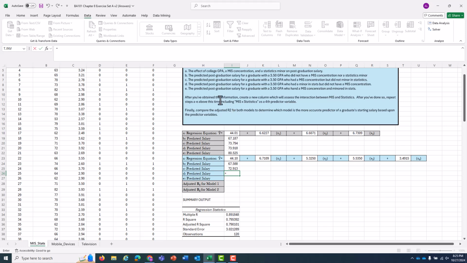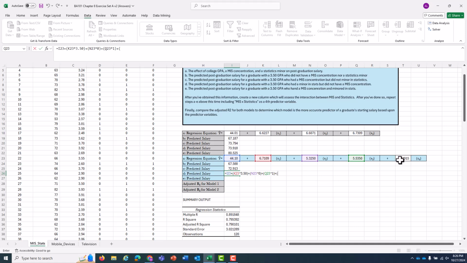How about for the D scenario, if you will, 3.5 GPA, this one with the stats minor, but not the MIS concentration. Well, let's go and fill in our numbers. Take the slope for GPA, multiply it by the GPA you are testing for, 3.5. In this case, the student does not have an MIS concentration, just the stats minor, so we take the slope for the MIS concentration, multiply it by 0. Over here they do have the stats minor, so we'll take the slope for the stats minor, 5.5350, and multiply by 1 because they do have a stats minor.